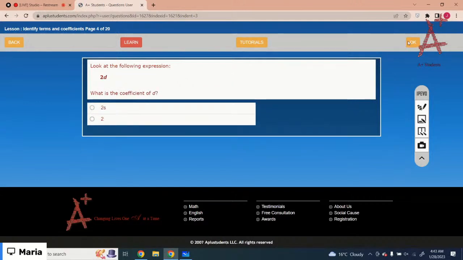Okay, the next one is look at the following expression. What is the coefficient of d? Coefficient is a numerical value that is written with the variable. So d is the variable and the numerical value is 2. So 2 is the coefficient. Got it? So the correct option is 2.